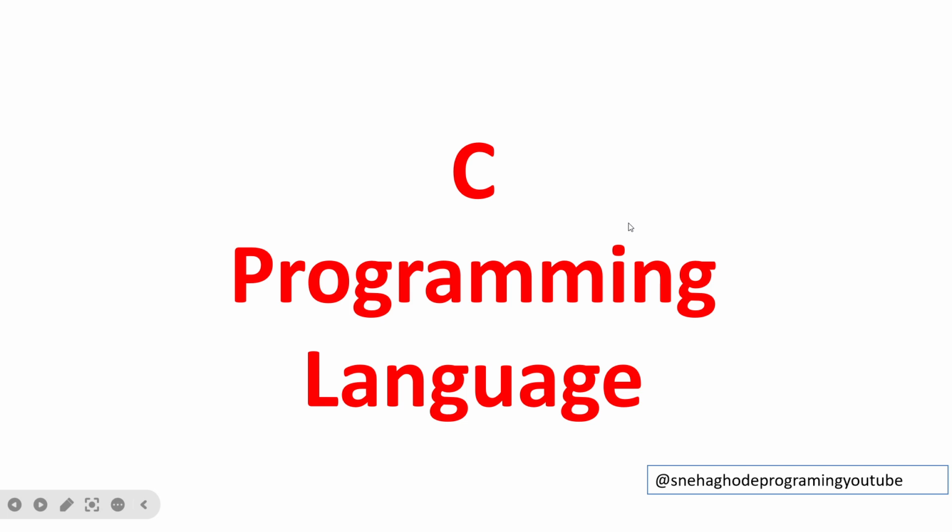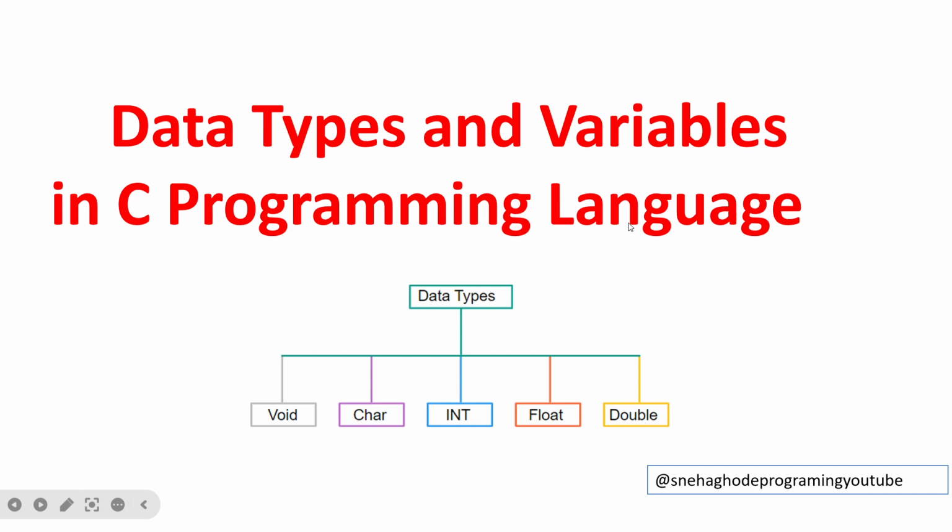Our today's topic of discussion in this C language playlist is data types and variables in C programming language. This is a very basic thing. If you are able to understand data types like void, character, integer, float, double in the C language, it will be helpful for you to understand other languages also, like Java and Python, and many more. This is the basic base of the programming language. Okay, so let's start.